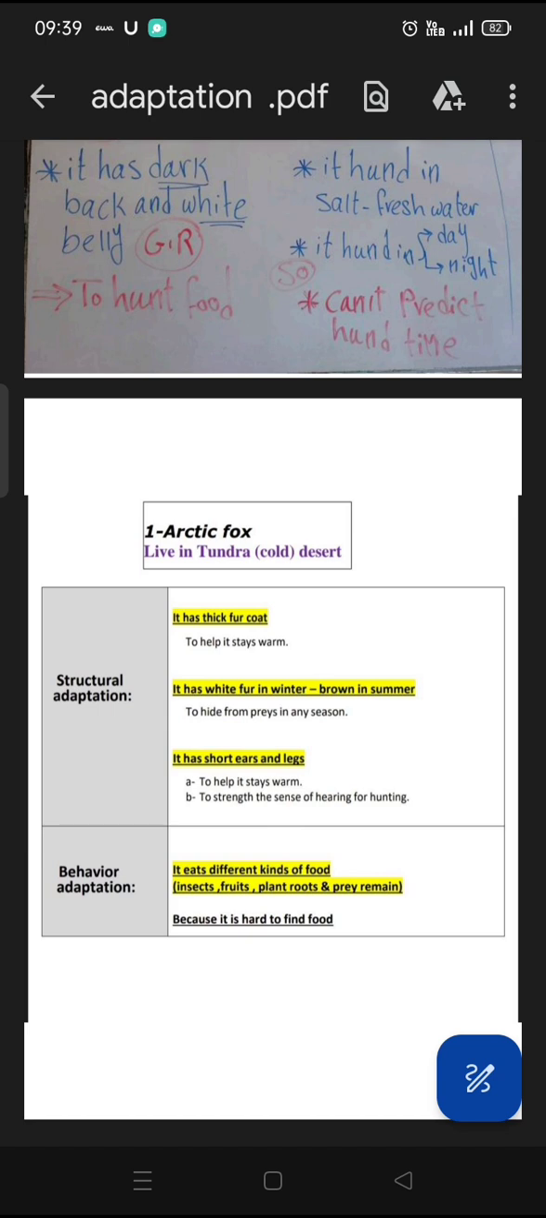Number two, behavior adaptation: it eats different kinds of food, for example insects, fruits, plant roots, prey, prey remains, or any type of food. Why? Give reason the Arctic fox eats insects, fruits, plant roots, or any type of food: because it is hard to find food in its habitat. So it eats any kind of food in this habitat. So it is an act or behavior that the Arctic fox does in this environment. So the type of this adaptation is behavior adaptation.